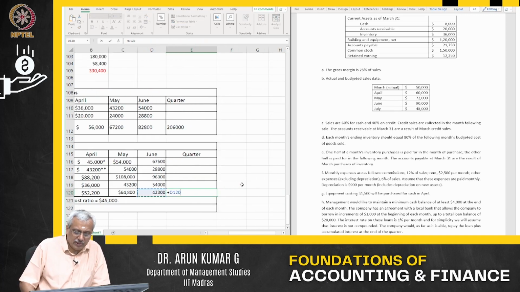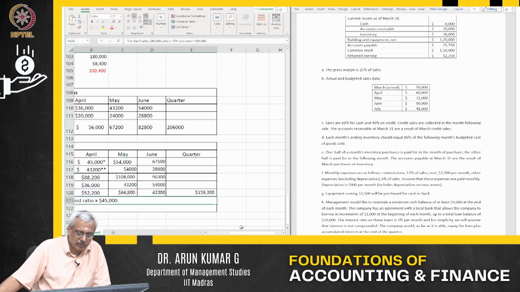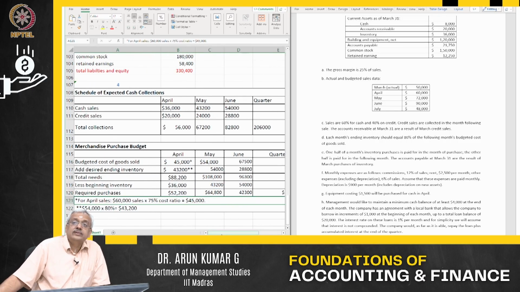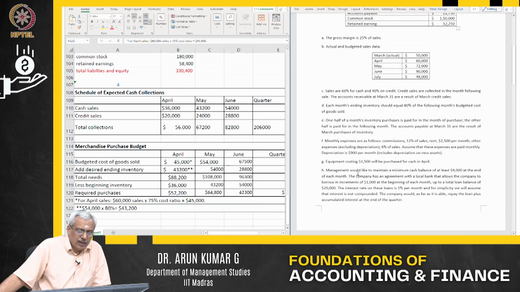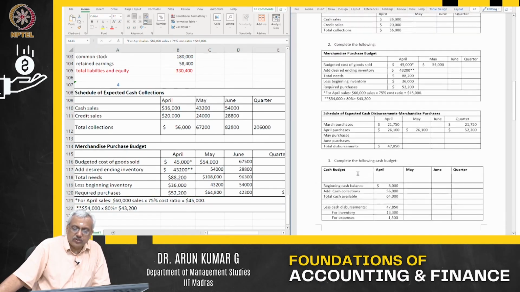So, what is the total purchase required for the quarter? I will say this is the total purchases that I have to do for the quarter out there. I go further. I hope there is no question on this.